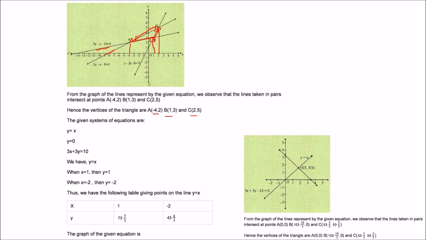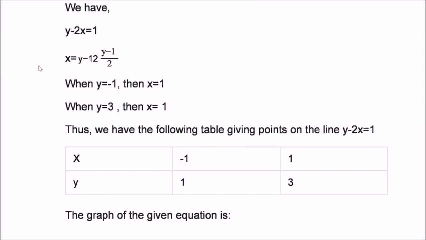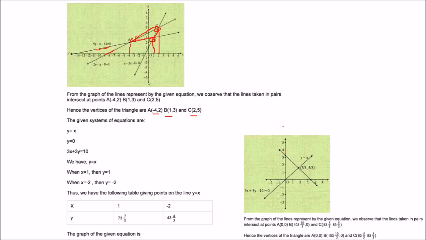The next one is this one: y equal to x, y equal to 0, and 3x plus 3y equal to 10. You know by now how to make this. y equal to x is simply this line where x and y are equal. y equal to 0 means we are talking about the x-axis. And then the third line, 3x plus 3y equal to 10, we can make a line like this. So this will be our third line.